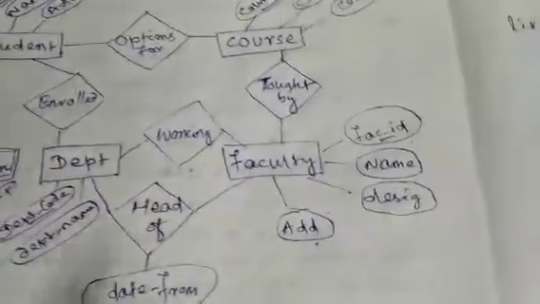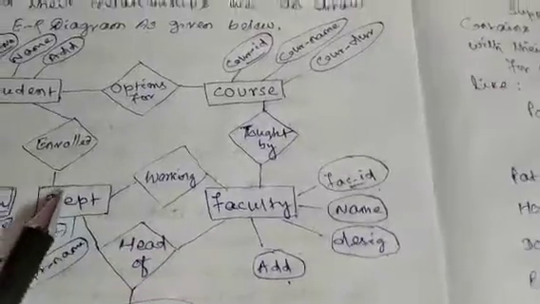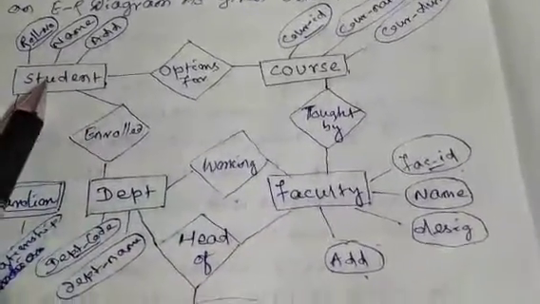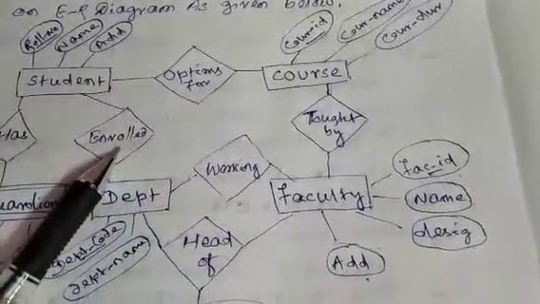In a department and a student, they are also related, because a student must be in a department, either the computer science department or the business administration department.